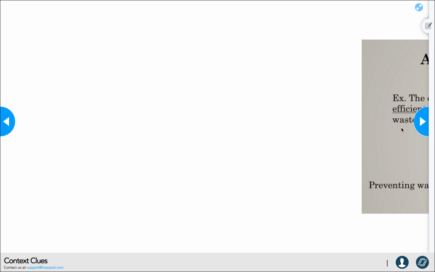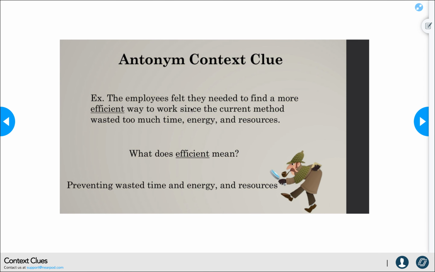Let's look at another one. The employees felt they needed to find a more efficient way to work since the current method wasted too much time, energy, and resources. So again, these are all antonyms, right? Wasted too much time, energy, and resources. Therefore, what does efficient mean? Preventing wasting time, energy, and resources.